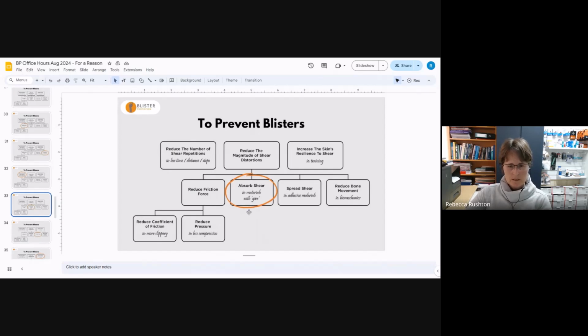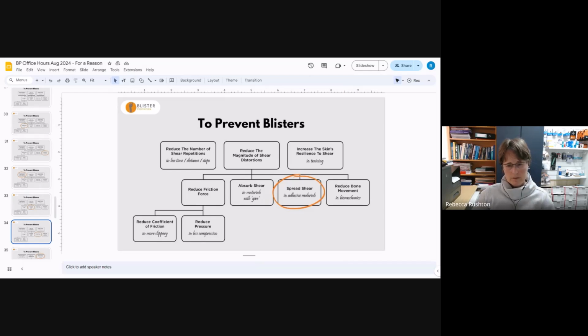We can use materials that absorb shear. So if there's a material that we can place somewhere between the skin and, well, the floor really, but usually between the skin and the shoe, then that material will absorb a bit of shear. It will undergo shear itself. So there's a little bit less that has to happen within the skin and soft tissues. An example would be Spenco RX Comfort insoles, 3mm Spenco insoles. They absorb a bit of shear. Gel toe sleeves do the same thing, even better.